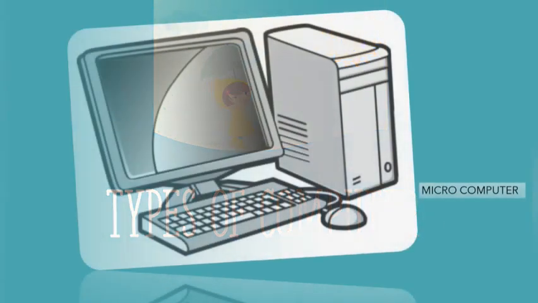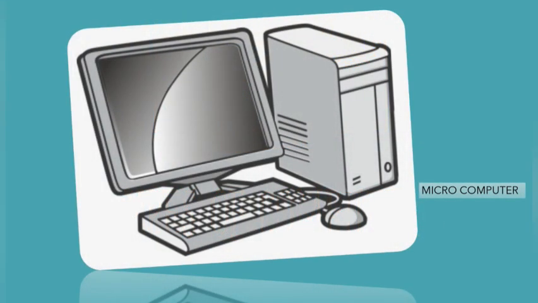Microcomputer. These are general purpose computers used in schools, offices, shops, etc. They are smaller in size and used to do multi-purpose jobs. Microcomputers are the least powerful and most commonly used computer system.